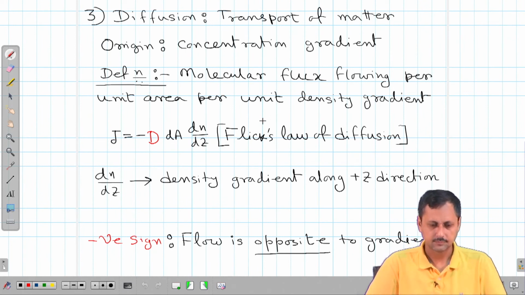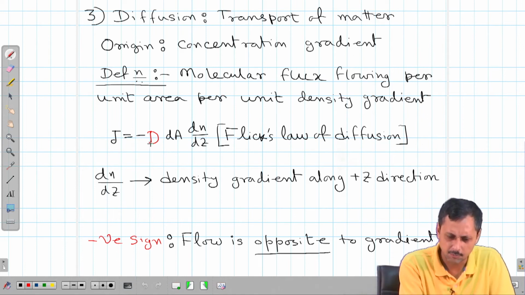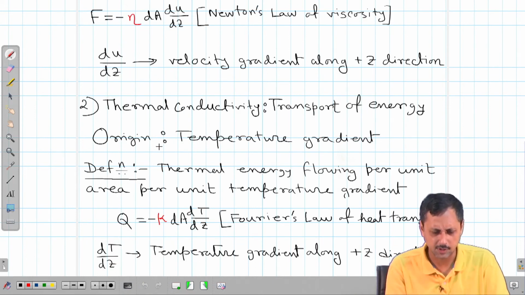right. So, once again the definition of diffusion is the molecular flux flowing, or the diffusion current, molecular flux flowing per unit area per unit density gradient is the coefficient of diffusion, which is marked with D here. Okay. So, all the coefficients are marked with red.